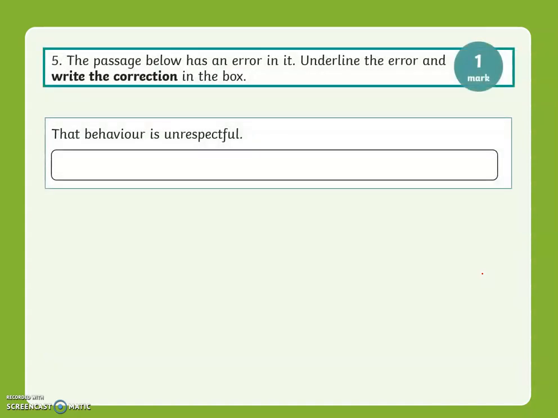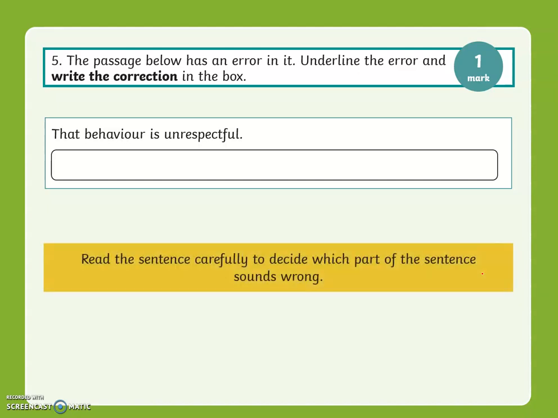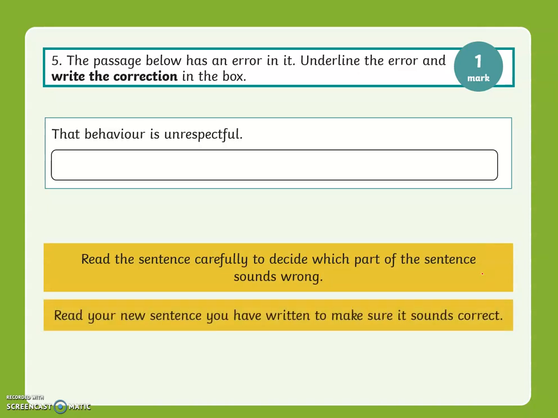So, the passage below has an error in it. Underline the error and write the correction in the box. This behaviour is unrespectful. So we've looked at a question that's very similar to this before. So, read the sentence carefully to decide which part of the sentence sounds wrong. Read your new sentence you have written to make sure it sounds correct. So, pause the video here, quickly write it out. Write the initial sentence first, and then show me how you've changed it. Off you go.